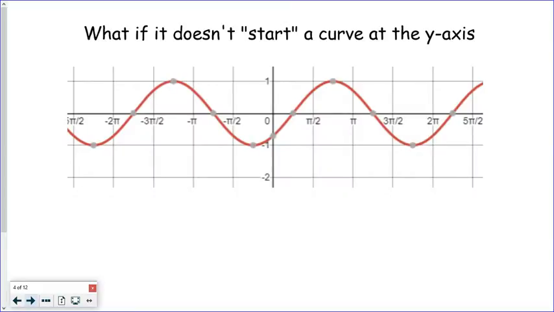What if we don't have a curve that's actually starting at the y-axis? Do you guys see what I'm talking about in this picture? It's not at a maximum, it's not at a minimum, and it's not at my midline at the y-axis. You see that? You have to count then either a sine curve or a cosine curve. You've got to adjust a little bit for the fact that you're not starting at 0.